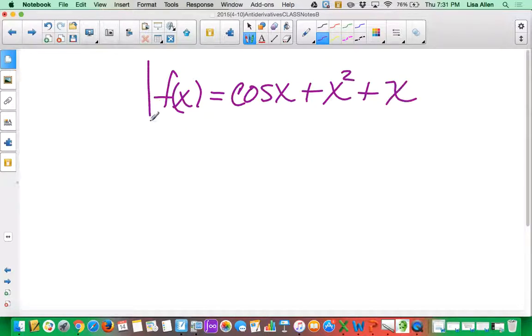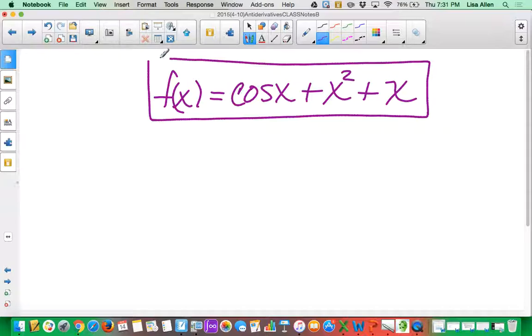So this is our specific antiderivative, if you will, three times, but it's our specific answer for the problem given the specific information.